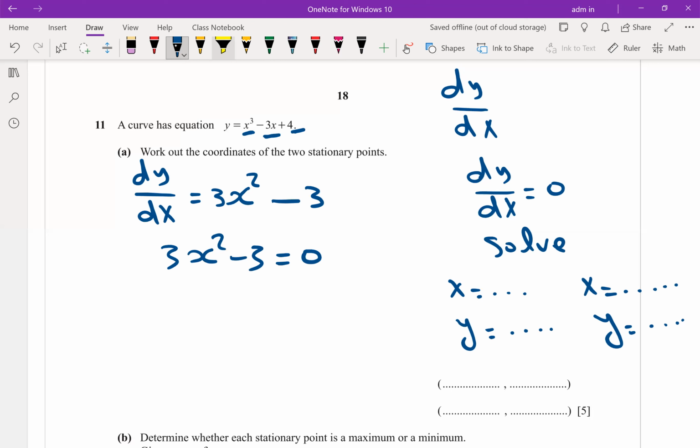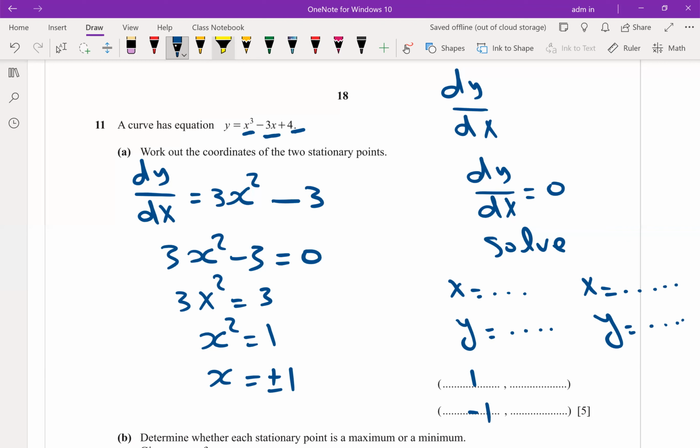How to solve this equation? Move 3 to the other side. 3x squared equals 3. Divide by 3, x squared equals 1. By taking the square root, x is positive or negative 1. Or you can take 3 outside as a common factor and factorize as a difference between two squares. You will get the values of x, which are 1 and -1.